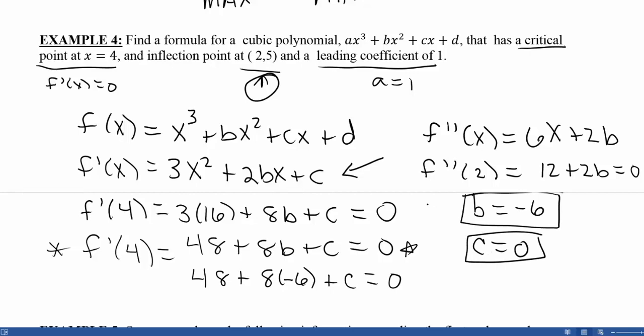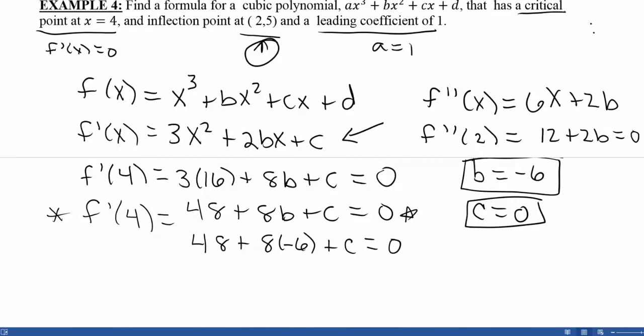So far, if I go back to my original equation, I know a, b, and c. So let's rewrite our original equation with what we know. So now we have f of x equals 1x cubed minus 6x squared plus 0x plus d.